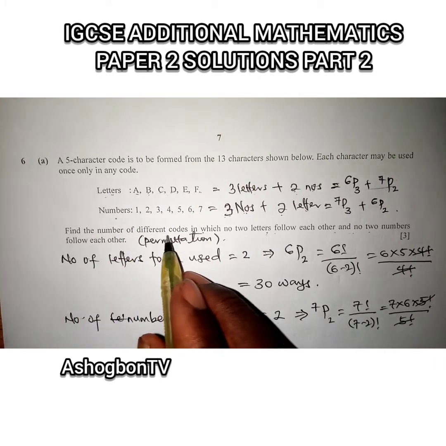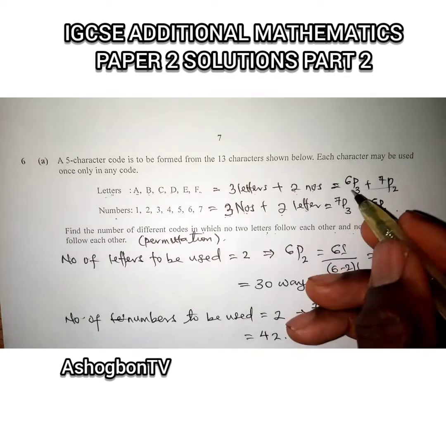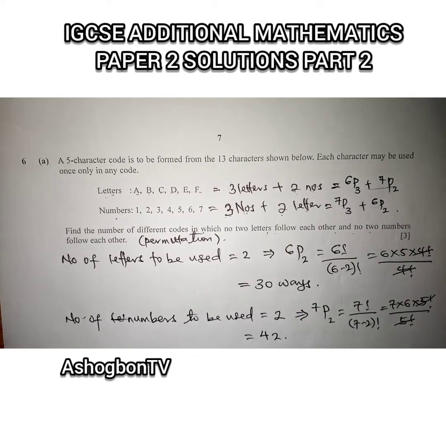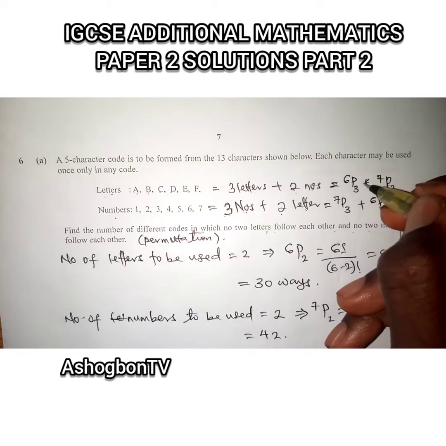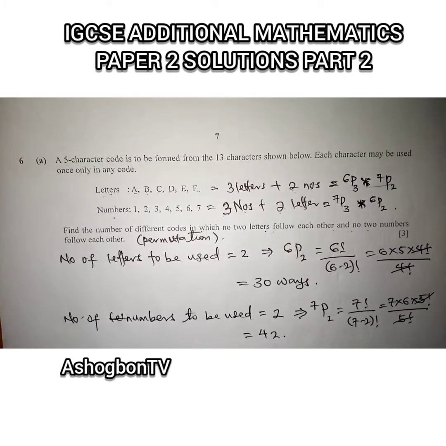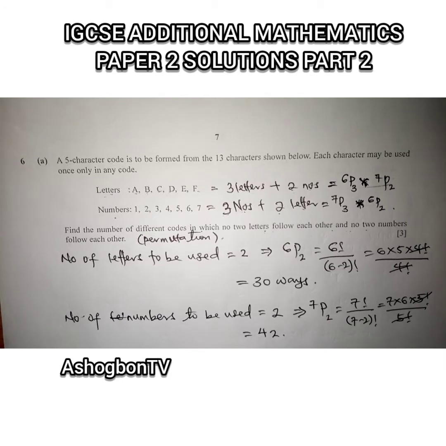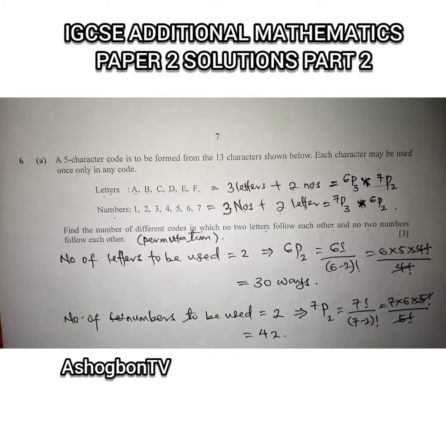So find the number of different codes in which no two letters follow each other. That simply means I'll just take it from here. I have 6 permutation 3 times 7 permutation 2, plus 7 permutation 3 times 6 permutation 2. So quick one, 6 permutation 3, I won't be wasting time on that.